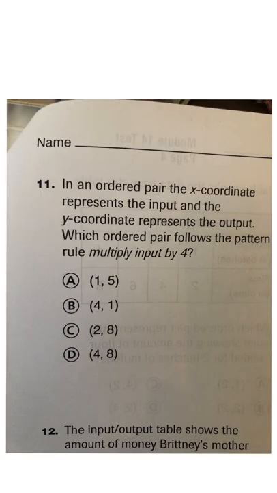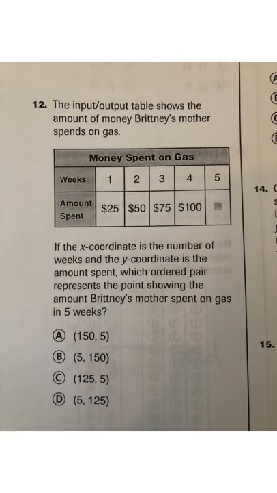Number 11. In an ordered pair, the x-coordinate represents the input and the y-coordinate represents the output. Which ordered pair follows the pattern rule, multiply the input by 4? Number 12. The input-output table shows the amount of money Brittany's mother spends on gas. If the x-coordinate is the number of weeks and the y-coordinate is the amount spent, which ordered pair represents the point showing the amount Brittany's mother spent on gas in 5 weeks?